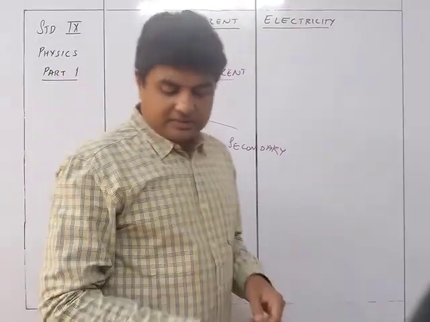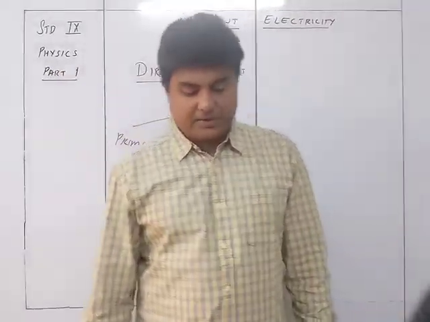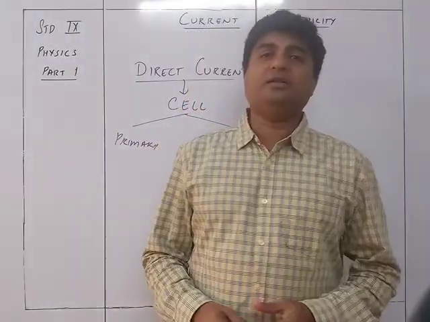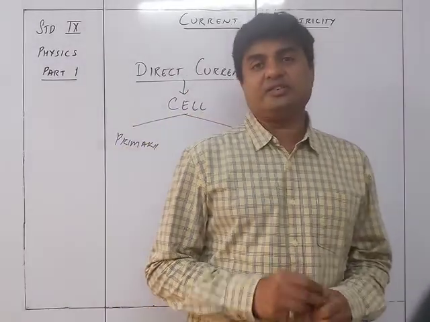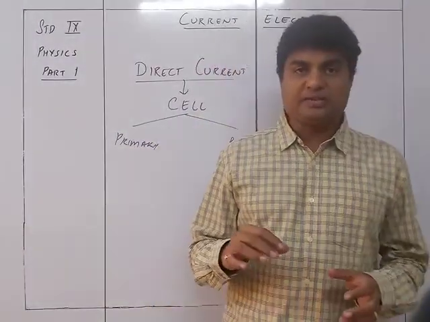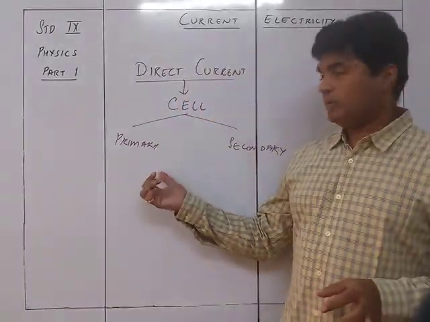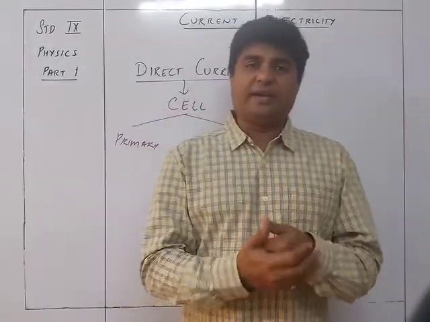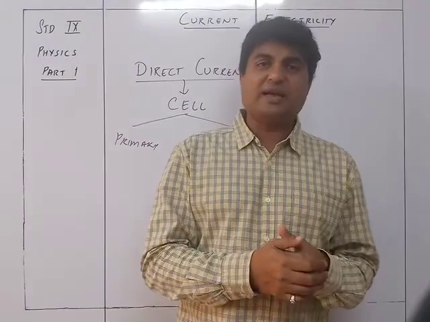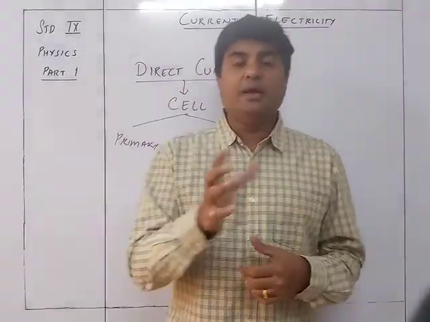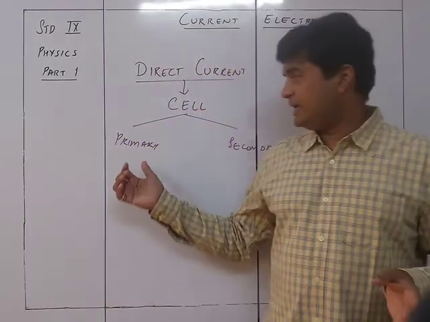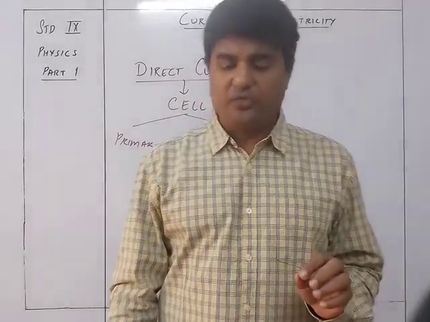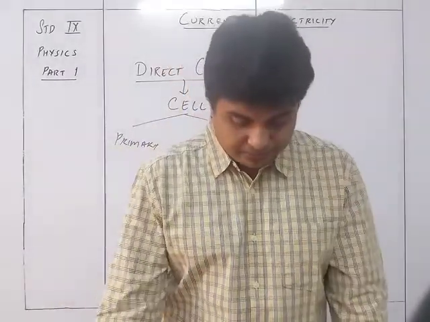Now the primary cell provides current as a result of an irreversible chemical reaction. So in the case of a primary cell, the chemical reaction which is taking place in the cell is an irreversible one. That means you cannot charge the battery again. Once you start using it, the chemical reaction inside the cell starts, and once the chemical reaction is over, the cell becomes useless. So that's a one-time use and throw kind of device. We call it a primary cell.